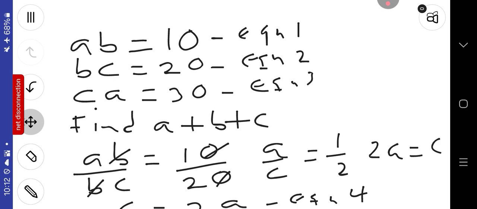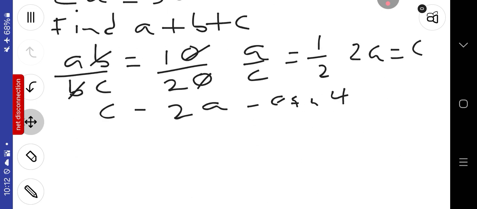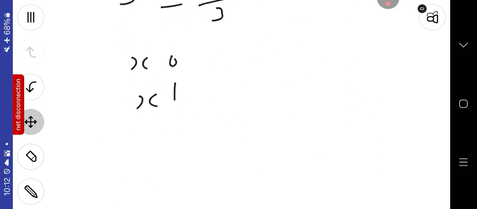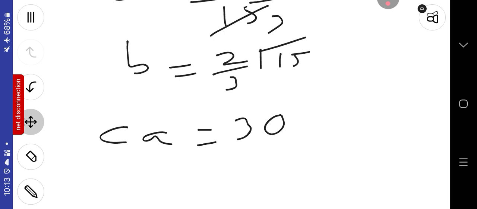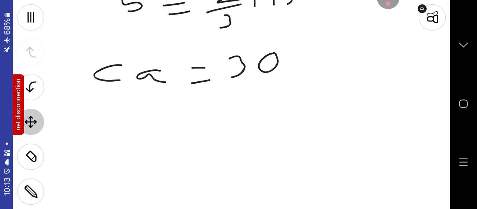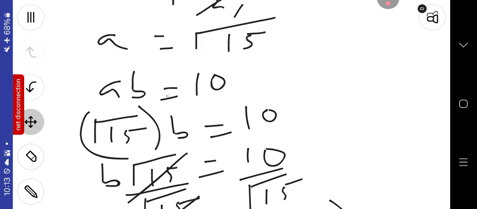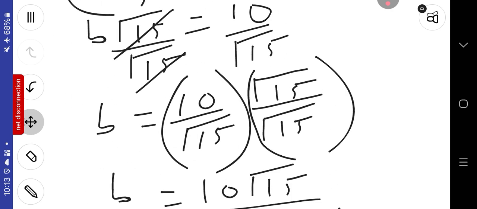Okay, now from equation 3, we know that CA is equal to 30. CA is equal to 30. All right, now we know the value of A as root of 15. Let's confirm that. A is the square root of 15.